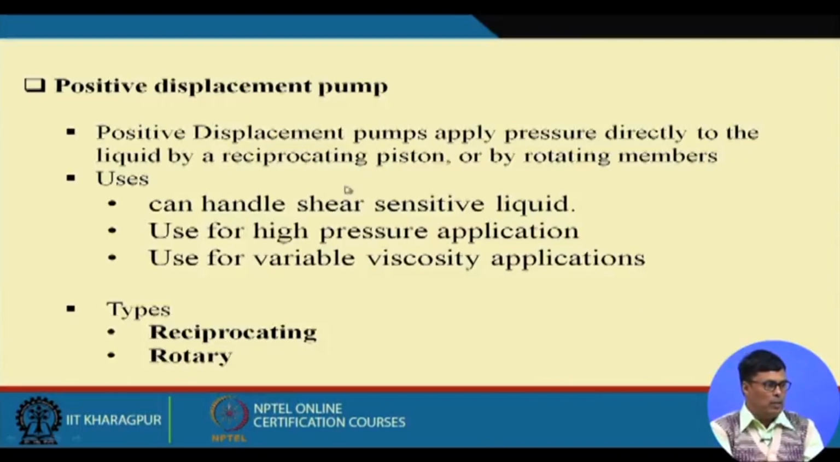Now, positive displacement pump. A positive displacement pump applies pressure directly to the liquid by a reciprocating piston or by rotating the chamber. Users can handle shear sensitive liquid, and use high pressure. This is very important. Suppose we want to have high pressure, then we should go for the positive displacement pump. It can be used in variable viscosity applications. The types are reciprocating and rotary.